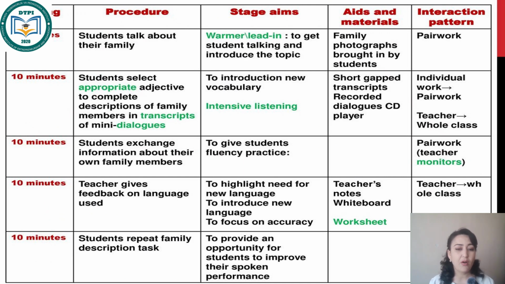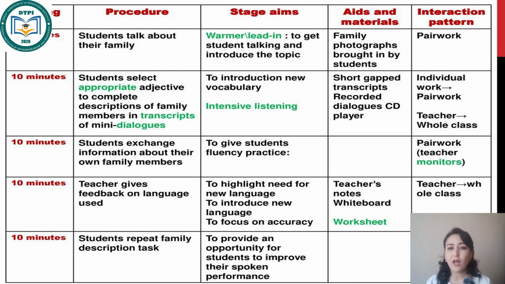Here is the next part of a lesson plan. We are given timing, procedure, stage aims, aids and materials, and interaction pattern. In the timing part, we can give time for each activity. For example, 5 minutes for students to talk about their family. The students talk about their family can be the procedure. The next one is stage aims. For example, warm-up or lead-in to get students talking and introduce the topic.